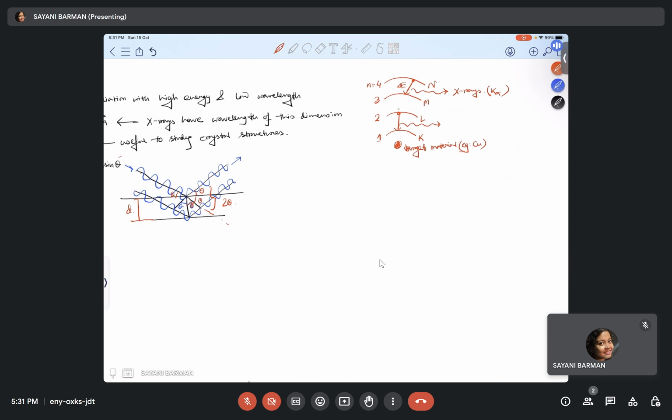So outer shell transitions are associated with small delta E, that is, with the emission of radiations of long wavelengths. Whereas inner shell transitions are associated with large delta E, and the emission of radiation is of short wavelengths. So X-rays are generated mostly by inner shell electrons. We'll write here: X-rays are generated by inner shell electrons.